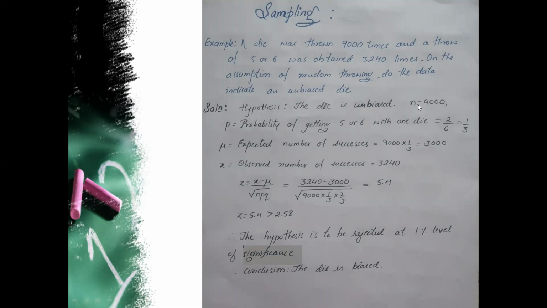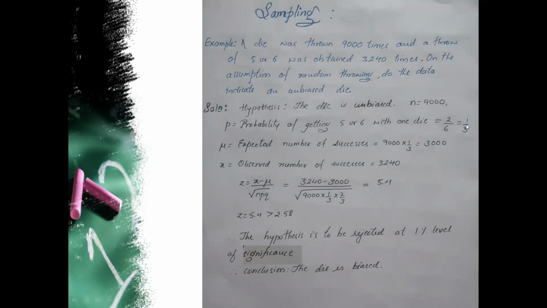So n becomes 9,000. Now p is the probability of success. Now success is here obtaining 5 or 6 when the die is thrown. So the probability of getting a 5 or a 6 with one die. Here for 5 or a 6, two favorable cases are there. Total possibilities when a die is tossed is any number from 1 to 6 can appear. That is, total possibilities is 6, and favorable cases are 2. So the probability of getting 5 or 6 is 2 by 6, that is 1 by 3.